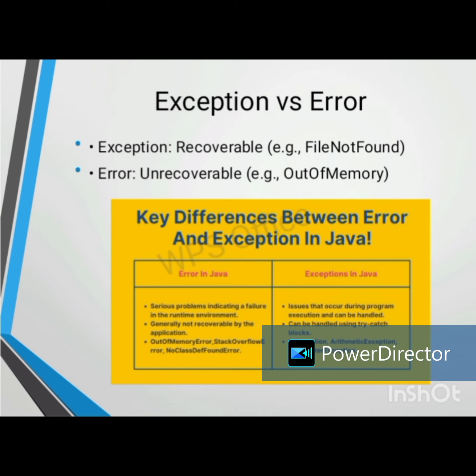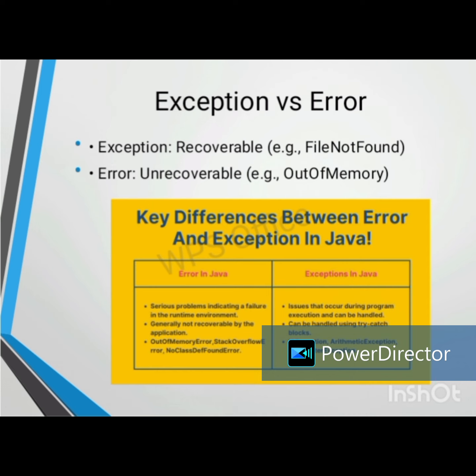First one, IO exception. This is one of the most frequently encountered checked exceptions. It occurs when an input or output operation fails. For example, while reading from a file or writing to it, if the file is not found or the disk is full, an IO exception will be thrown. It belongs to the java.io package and often appears when working with file streams and network sockets.